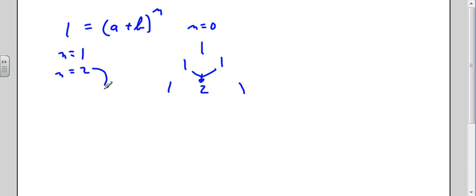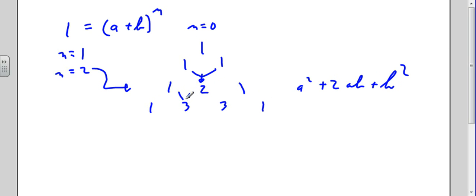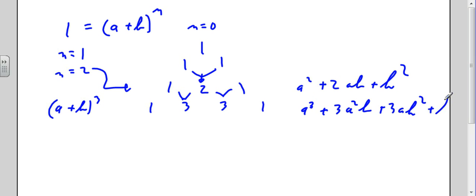And so when n is equal to 2, a plus b squared is going to expand to a squared plus 2ab plus b squared. And then if I go down another row, it's 1, 3, 3, 1. What I'm doing is adding the 1 and the 2 to make 3, adding the 1 and the 2 to make 3. And then a plus b cubed is going to expand to a cubed plus 3a squared b plus 3ab squared plus b cubed.